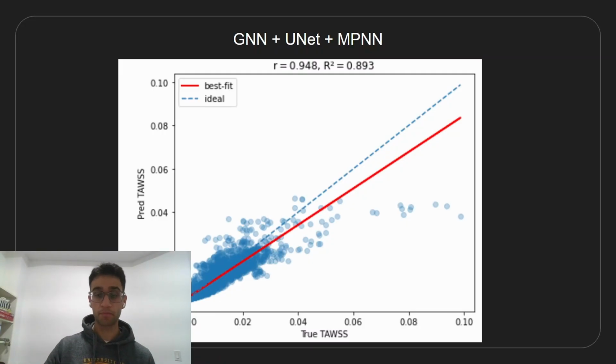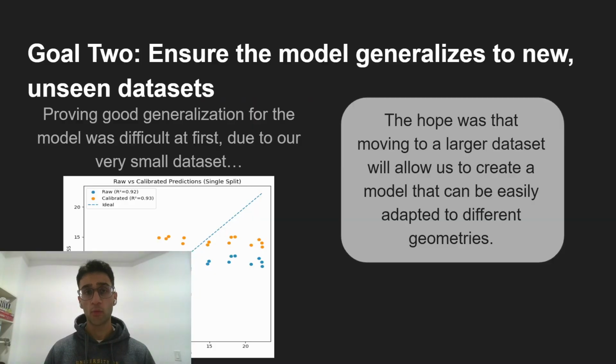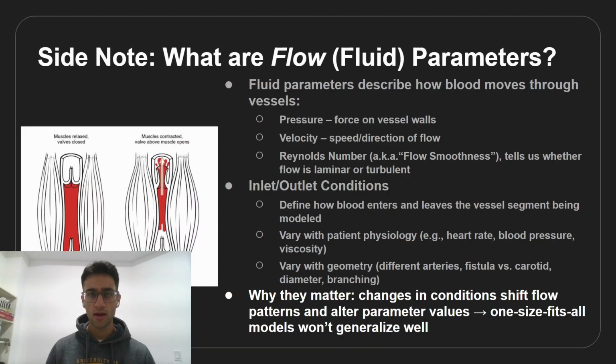Before we went into the carotid artery dataset. And our second goal was to ensure the model generalizes to new, unseen datasets. Proving good generalization at first was very difficult, and we thought that was because of a very small dataset. And our hope was that moving to a larger dataset will allow us to create a model that can be adapted easily to different geometries. But first, I want to get to a little side note.